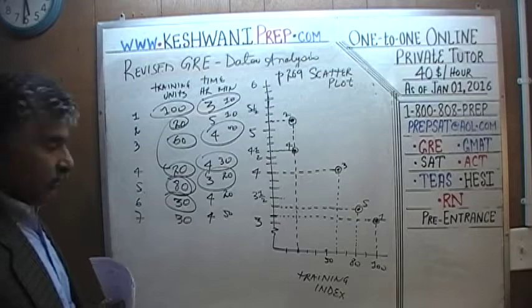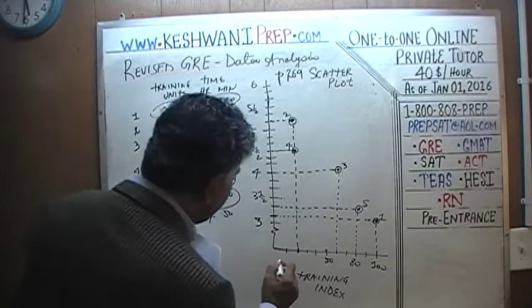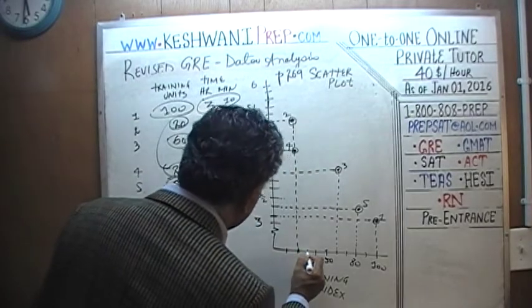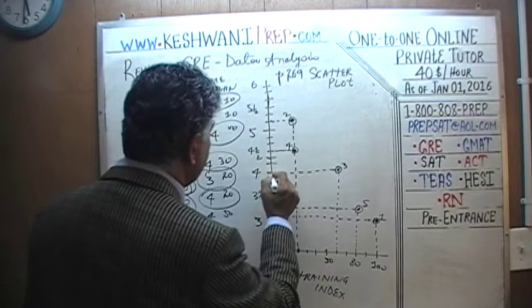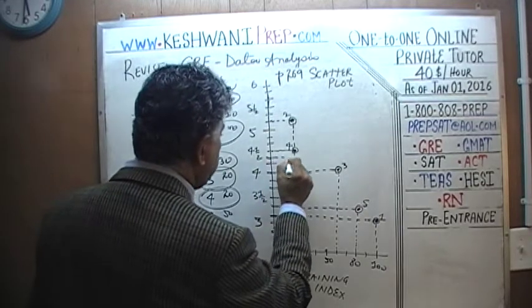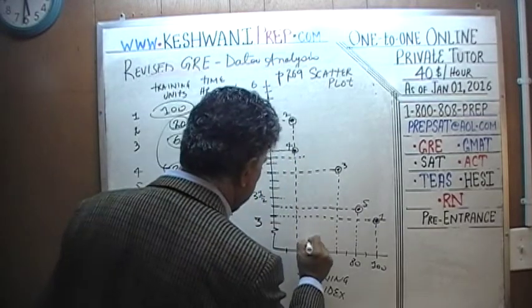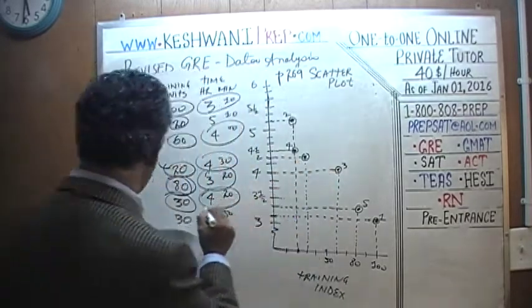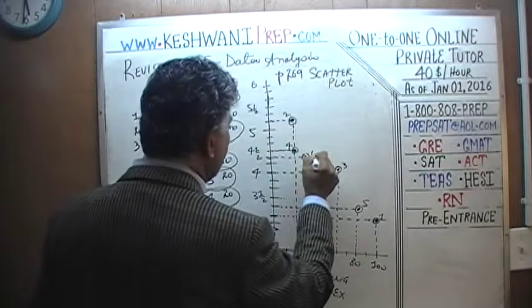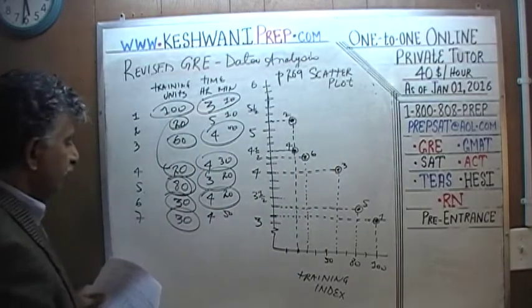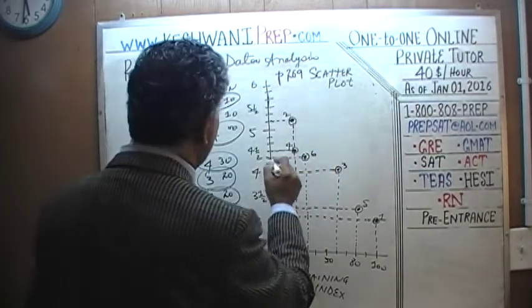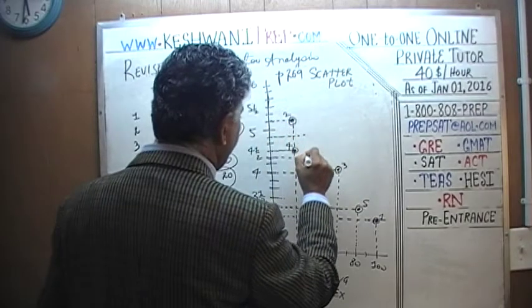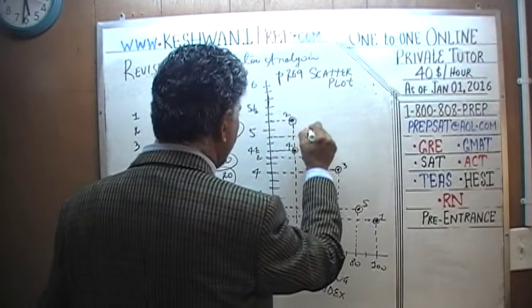He trained for 30 units and he was able to finish in 4 hours and 20 minutes. 30 units, 1, 2, 3, and 4 hours and 20 minutes is going to be right here. This is your 4 hours. And that was guy number 6. He trained also for 30 units and he finished in 4 hours and 50 minutes. 4 hours and 50 minutes is going to be way up here. That was guy number 7.